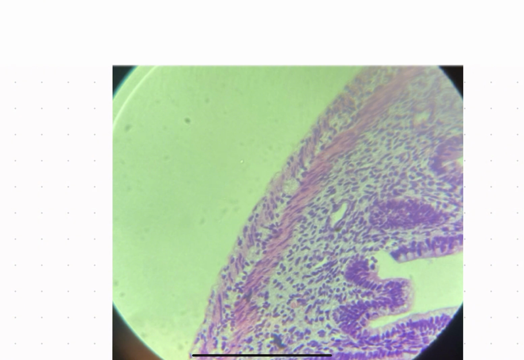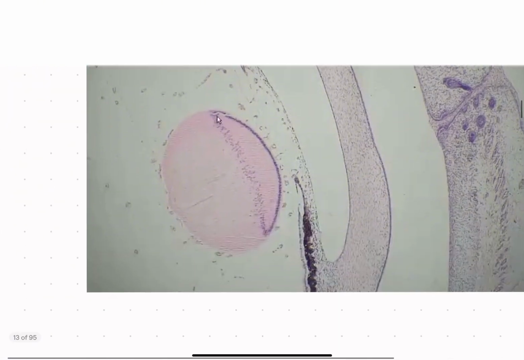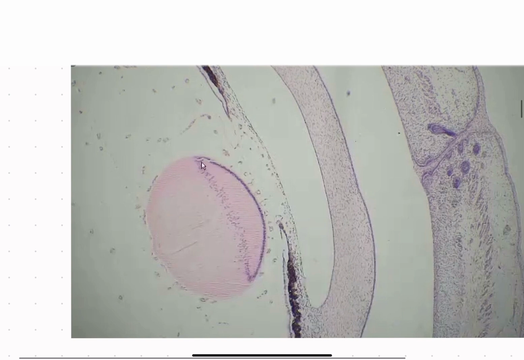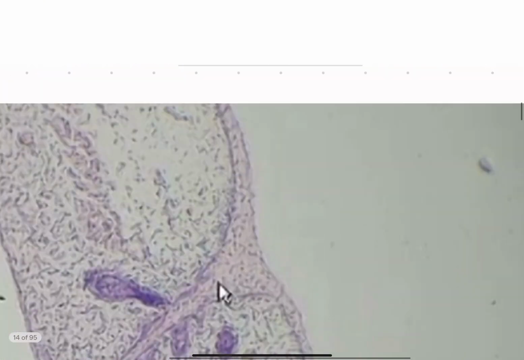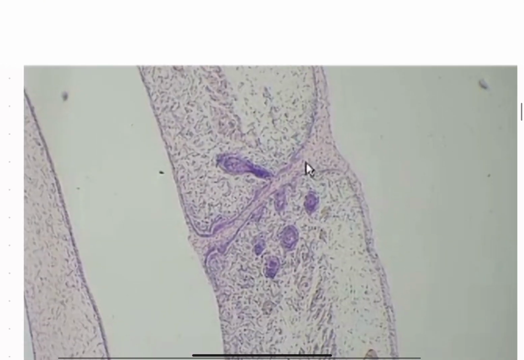All right, going on to the next slide, we see this. Please write down the name for this slide. Okay, now we're zooming in towards this general area. We see something like this. Please write down the name of this structure.